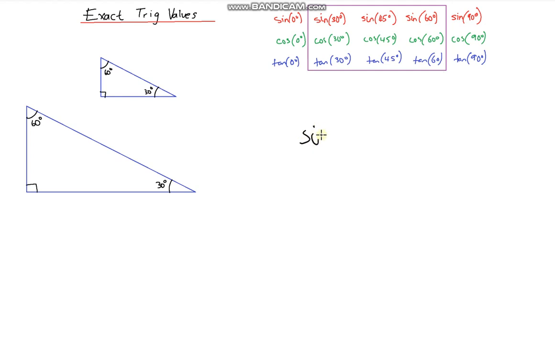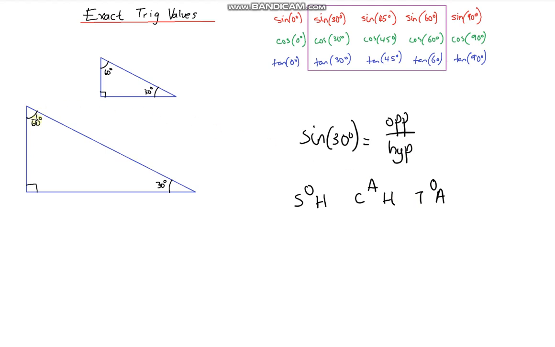Okay. Now before we actually look at calculating these values, what does it mean to take the sine of 30 degrees? What does this actually mean? In order to work out what the sine of an angle means, we just need to think back to our SOHCAHTOA definition of trig functions. We know that the sine of an angle is equal to the opposite side divided by the hypotenuse.